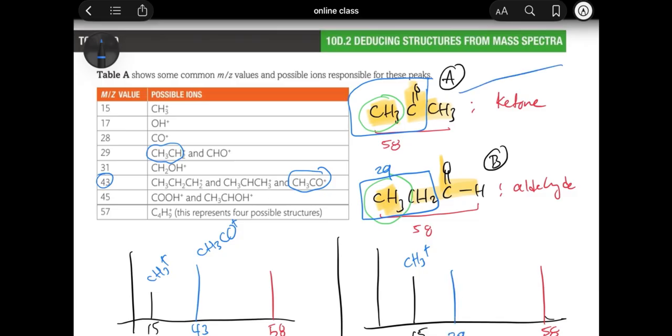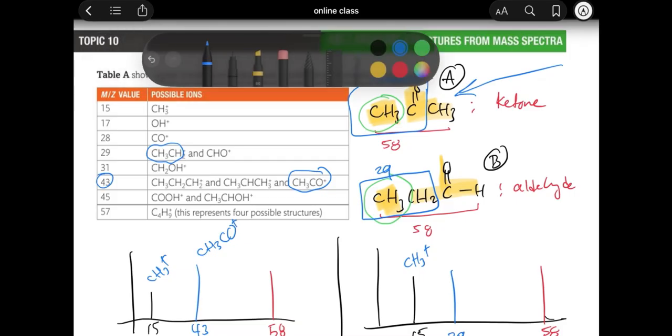But if you look at this compound A, it's impossible to get a mass-to-charge ratio of 29, which means that I can distinguish between the two structures by the absence of a peak at 29 for A and the presence of the 29 peak for B.